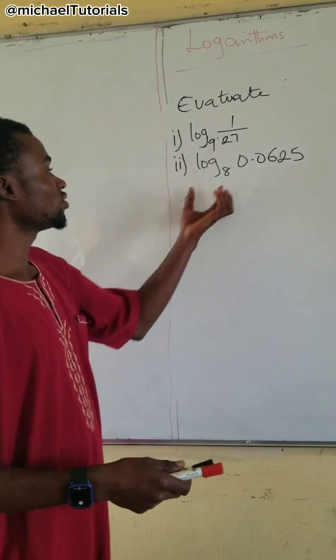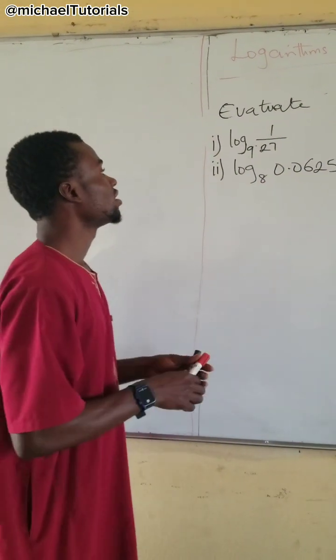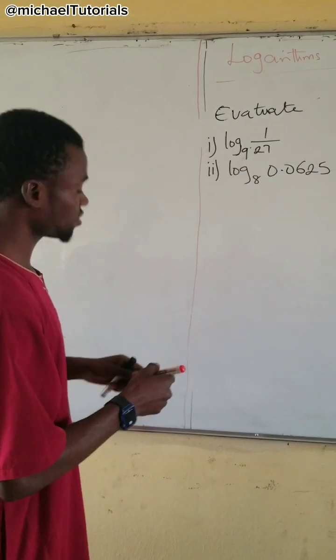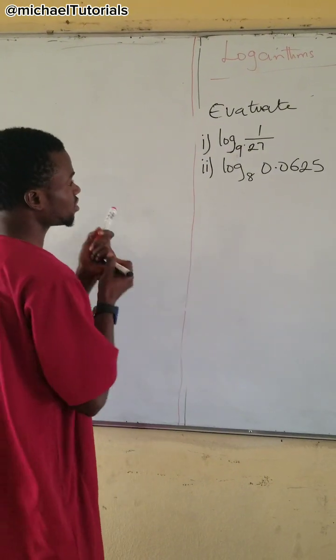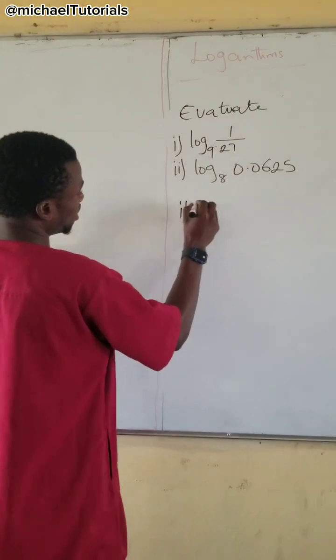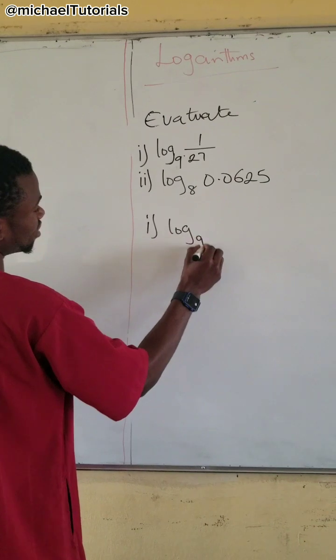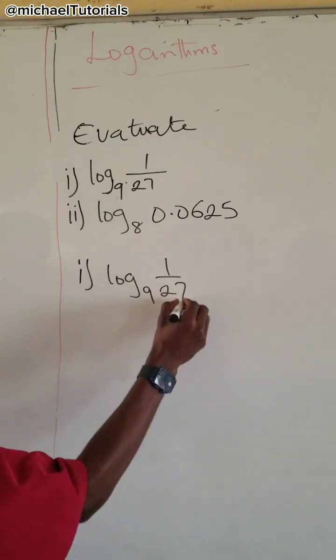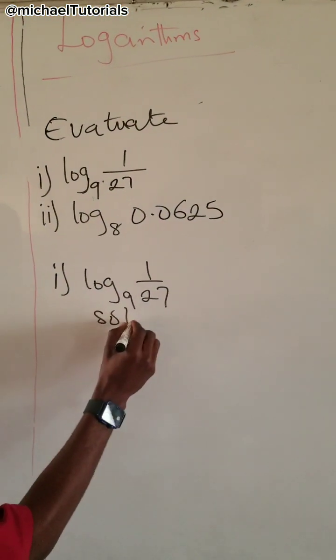So let me just go straight to this class and approach the first question, which is the log in base 9 of 1 over 27. Now, solution.